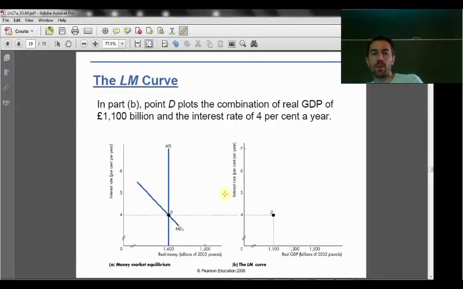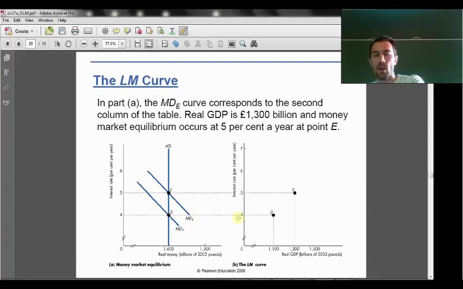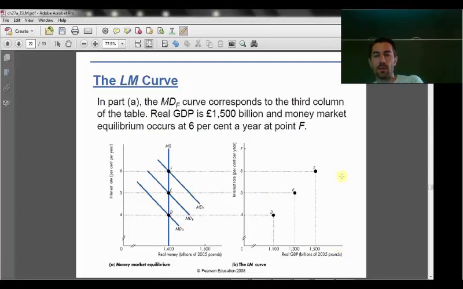So what do we do in this series of diagrams? Exactly that. We increase our level of GDP, we shift money demand, we get a new equilibrium point corresponding to a higher interest rate. Okay, then once again, if we increase output again, shift our money demand curve, new point of equilibrium, higher interest rate. Now, this is called the LM curve.